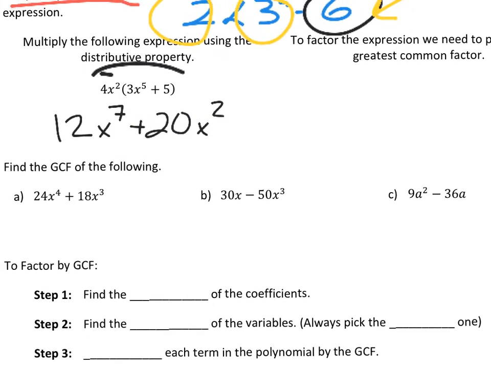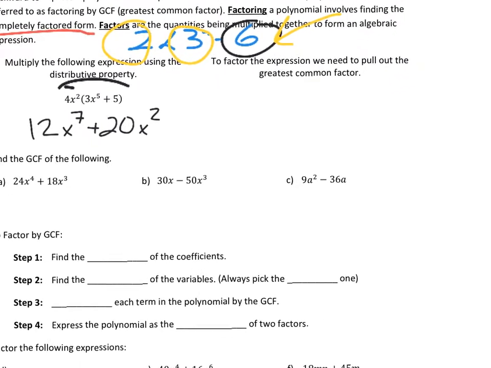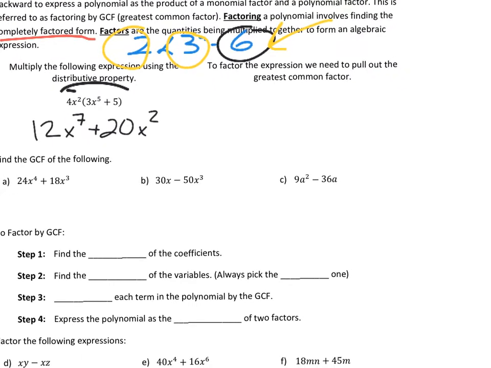Okay, so now we're going to undo that. So factor the expression. To factor the expression, we need to pull out the greatest common factor. So I'm looking at this, and I want to go backwards. Now, of course, you already know the answer. We're undistributing, in essence. Factoring in this lesson means to undistribute. Get the problem, not the answer. So you know the answer already, but let's just talk about this.